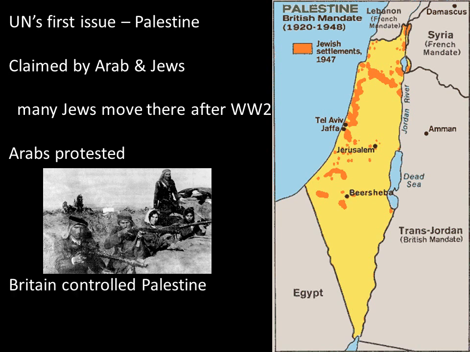Britain controlled Palestine. It was a British mandate. And as this protest starts happening, and you have this argument between the Jews and the Arabs, basically Britain can't resolve the issue, and so now that we have the UN, Britain turns the issue over to the UN and basically says, it's all yours.